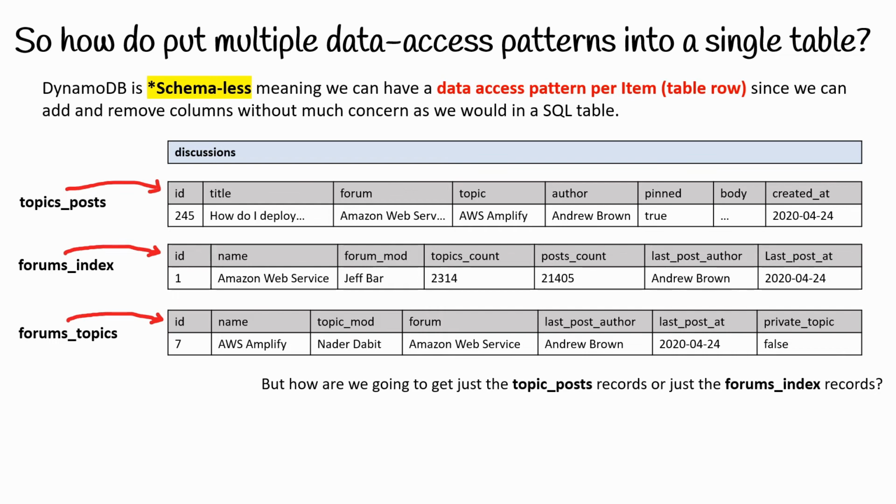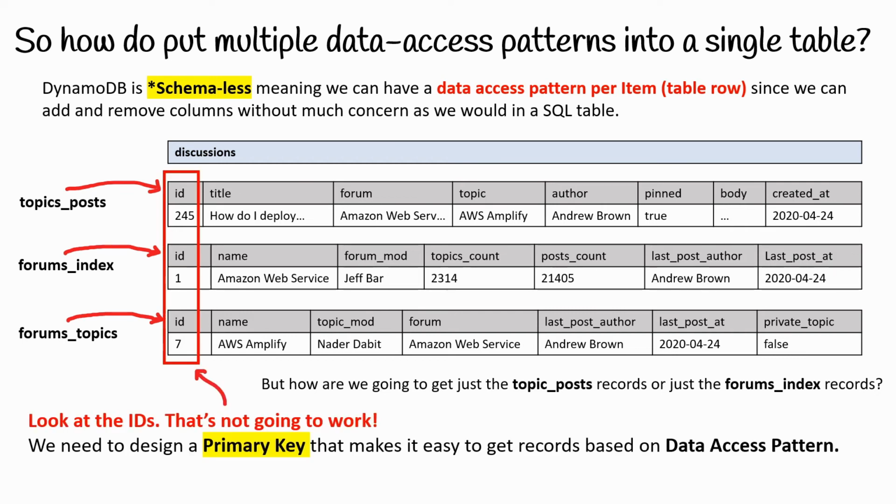But the only issue is, and I don't know if you noticed, but how do we actually query and get out the individual rows for the different data access pattern use cases? Because if you look at the IDs, they all have IDs, right? So that's not going to work, right? We can't just have them all named IDs, because how are you going to tell which is for which data access pattern? And so that's where designing your primary key, your key in DynamoDB becomes extremely important.